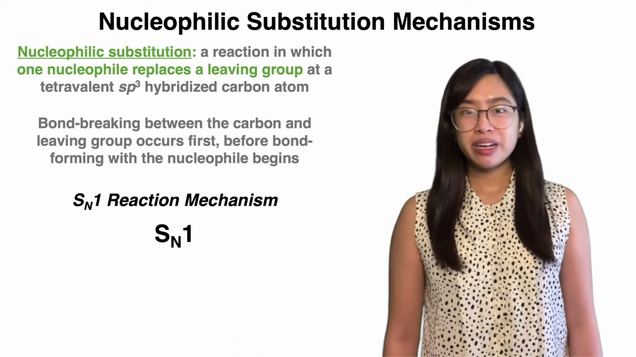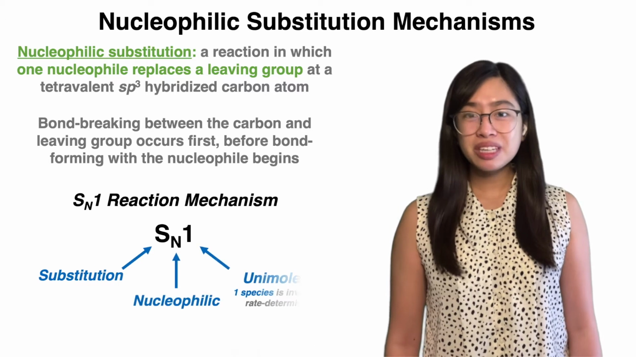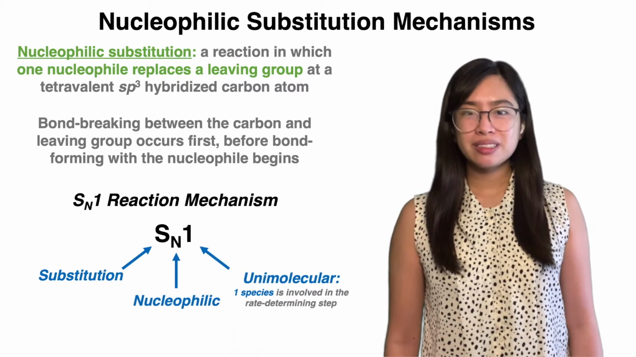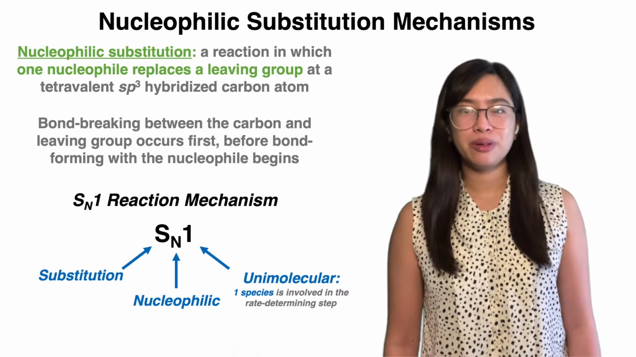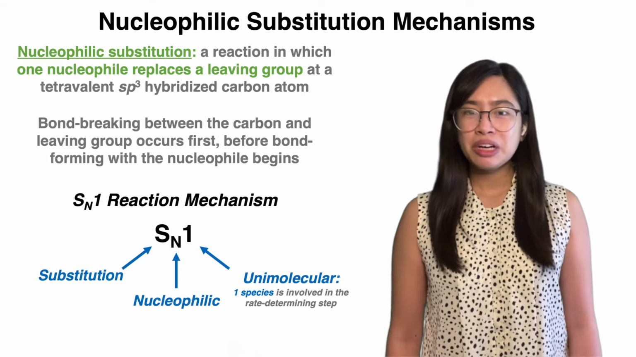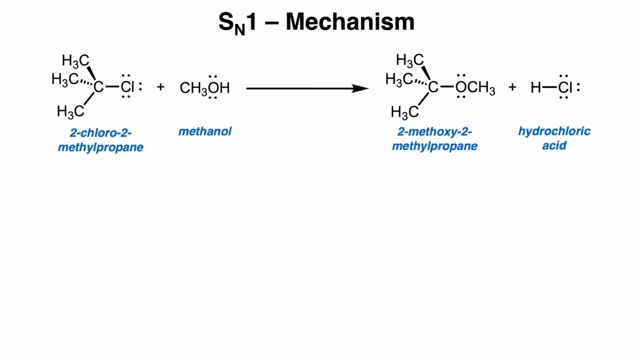Now, if we break this down, the S stands for substitution, N stands for nucleophilic, and 1 because the reaction is unimolecular and only one species or molecule is involved in the rate determining step, which we'll get into details in a bit. For now, let's go over the basics of the SN1 mechanism, which is a two-step mechanism.